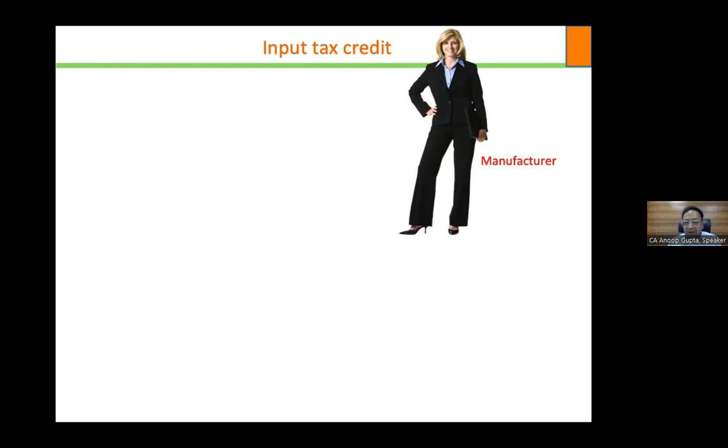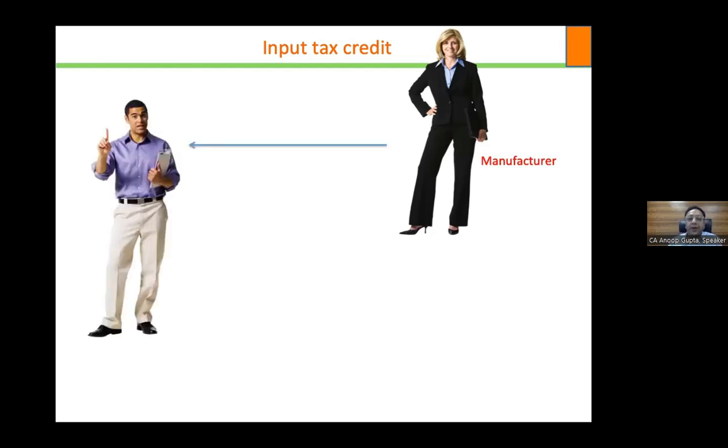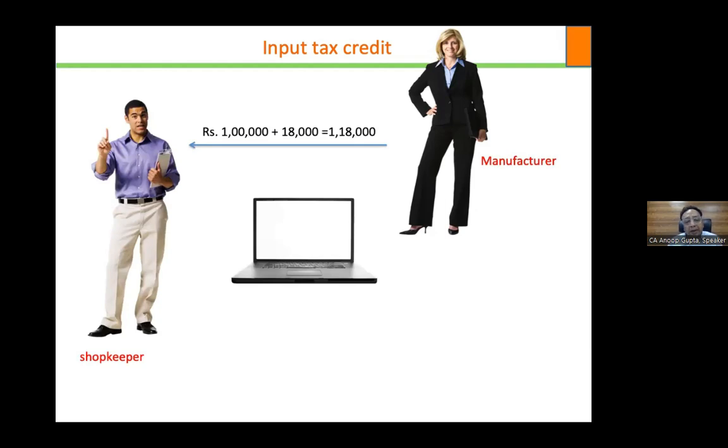Let's say there is a manufacturer manufacturing, let's say, a laptop. The manufacturer has supplied one laptop to a shopkeeper for rupees 1 lakh, and on that, GST at the rate of 18%, that is 18,000, is applicable. So the total amount the manufacturer will charge the shopkeeper is 1 lakh 18,000.